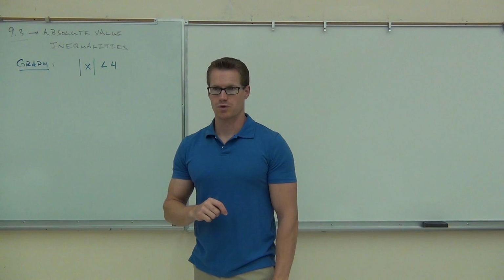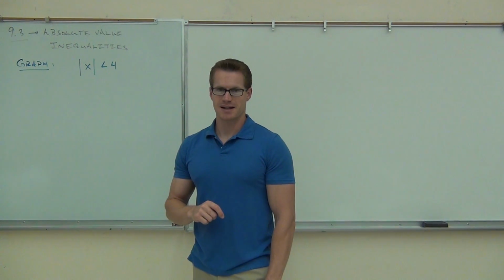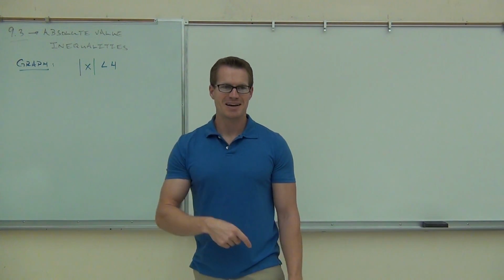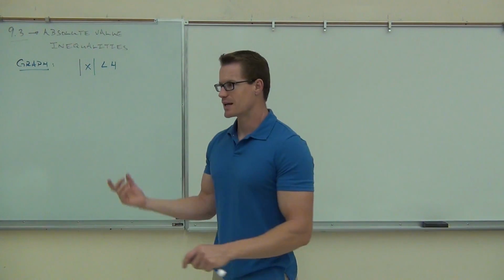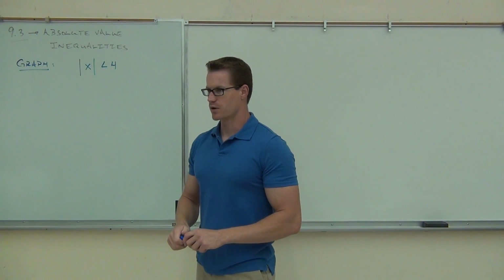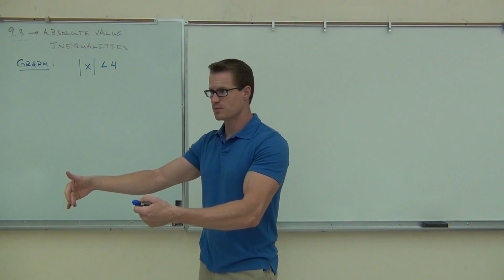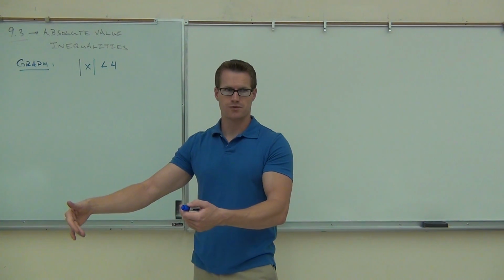Give me another one that does work. Negative 3.999999 forever. Absolute value of negative 3.999 forever is positive 3.999 forever. Is that less than 4? Yes, then that would work, because absolute value of that is still positive. How about 4? Would 4 work? No, because absolute value of 4 is 4, that's not less than 4.